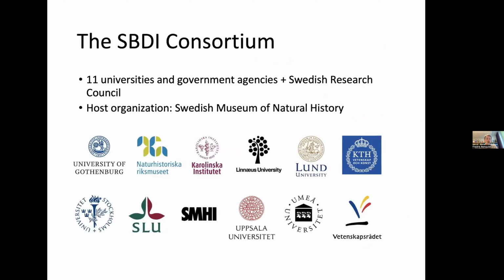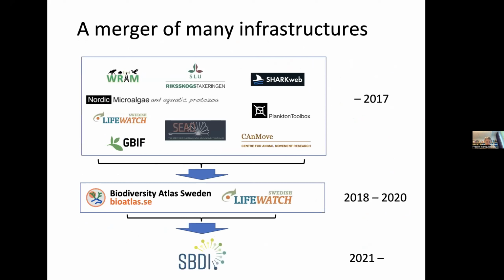The SBDI consortium consists of 11 universities and government agencies, and it's supported by the Swedish Research Council. The SBDI infrastructure is hosted by the Swedish Museum of Natural History. The consortium includes all the main providers of biodiversity data in Sweden.